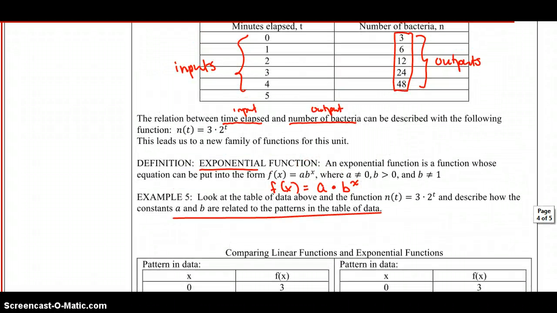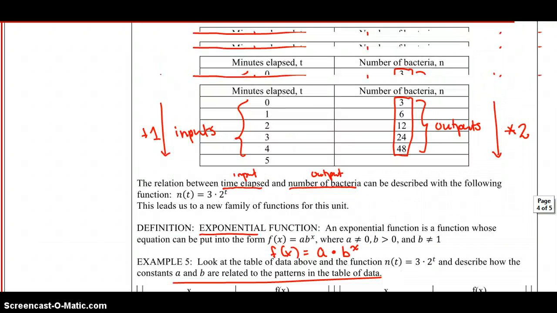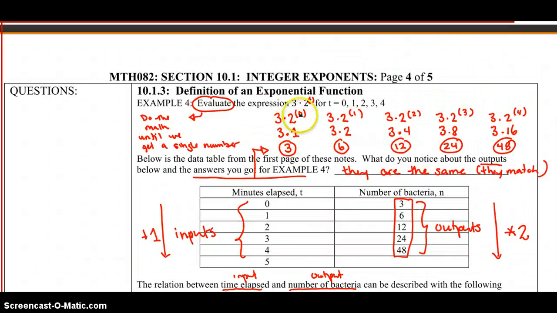Okay, so if we go back up to this table, we noticed on the first page that as we kept increasing our inputs by 1, our outputs over here kept being multiplied by 2. And we can see that here too. 2 to the 0 was 1, 2 to the first power was 2, it's doubled, and our answer doubled. And then here we had 2 squared, okay, so again it doubled again, and then 2 cubed, it doubled again, and so on.